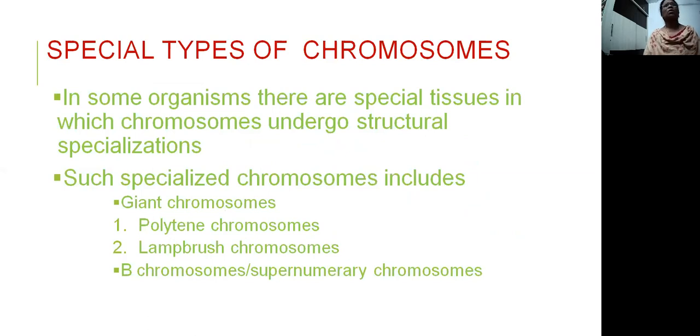Along with these normal chromosomes, there are some special types of chromosomes found. They are also called giant chromosomes. They are larger than the normal chromosomes. In some organisms, there are special tissues whose chromosomes undergo structural specializations. So these specialized chromosomes, also called giant chromosomes since they have a larger body and complex structure, include: one, polytene chromosomes; second, lampbrush chromosomes; the third, B chromosomes, also called supernumerary chromosomes.